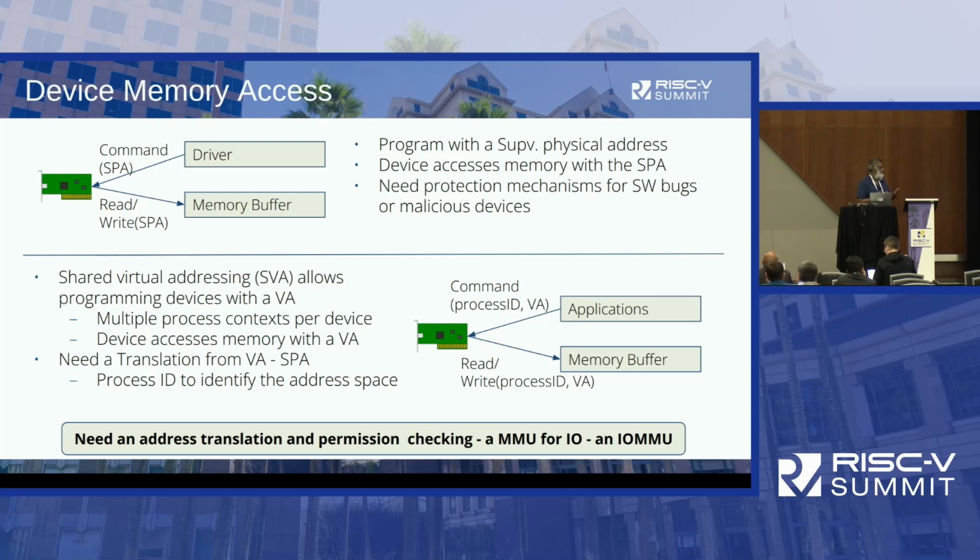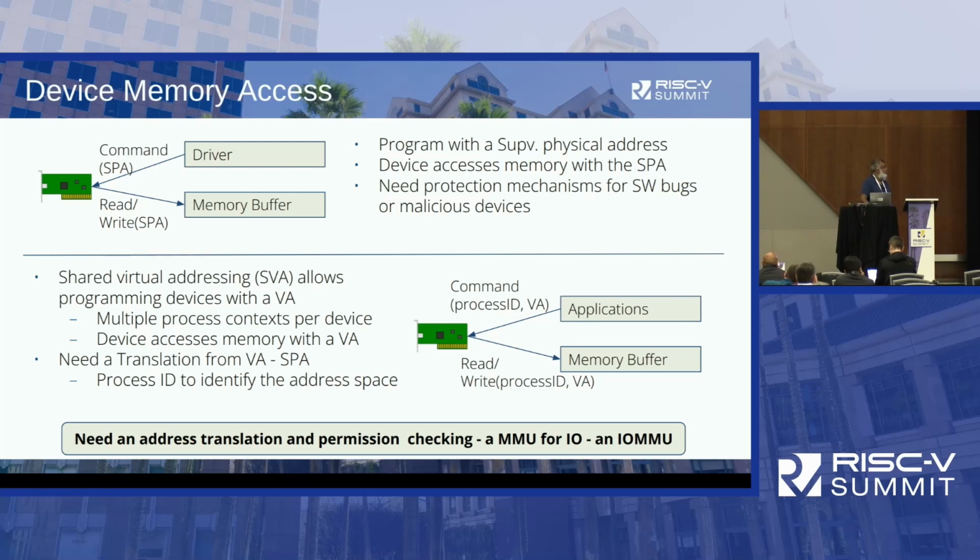More recently, there's been a new model evolving, called shared virtual addressing, that allows an application to program an I/O device with a virtual address as opposed to a physical address. In such cases, the I/O devices have multiple process contexts, and they can access memory buffers using a virtual address. It has the benefit that you can share a virtual address between the CPU and the I/O, allowing the I/O to work on richer data structures like trees and lists and so on.